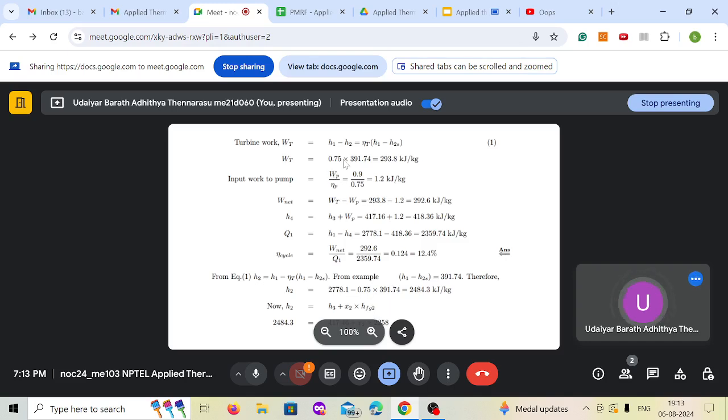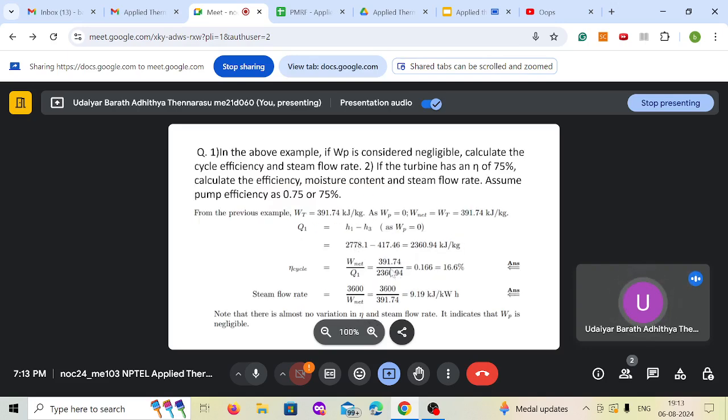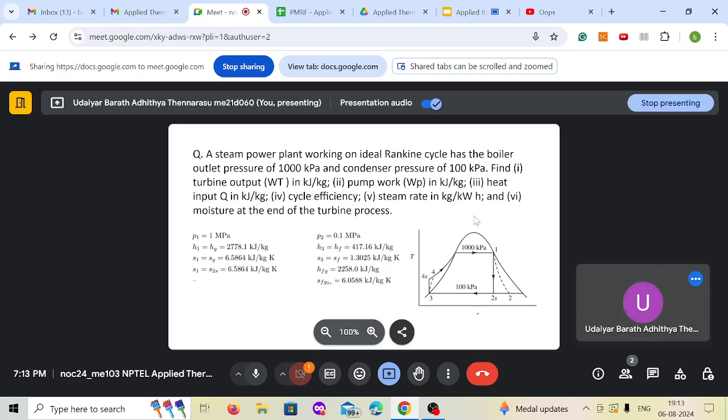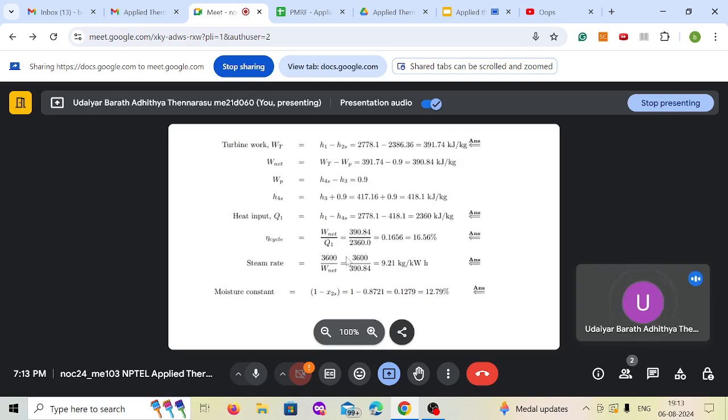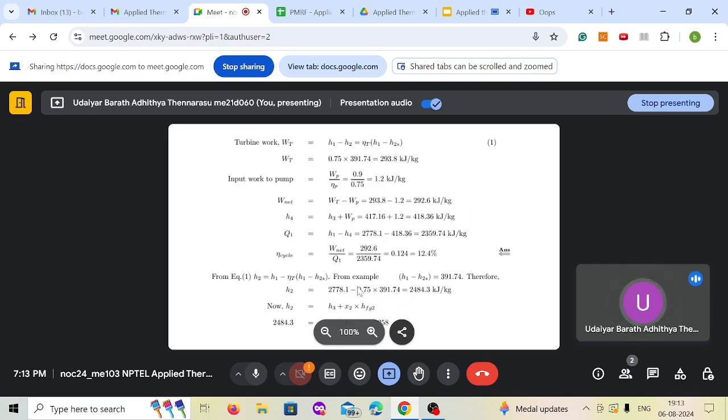and we can find out H1. We know the saturated vapor inlet enthalpy, H1, is 2778.1. So substituting that, H2 is H1 minus WT, the actual work. So H1 is 2778.1 minus your actual work of 293.8. So that comes out to be the enthalpy at exit of turbine as 2484.3 kilojoule per kg.